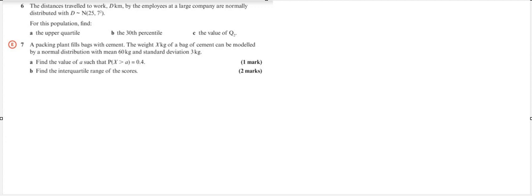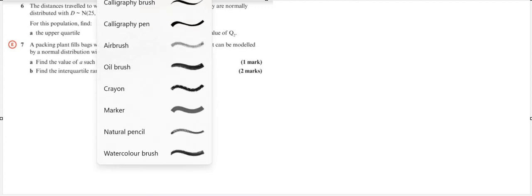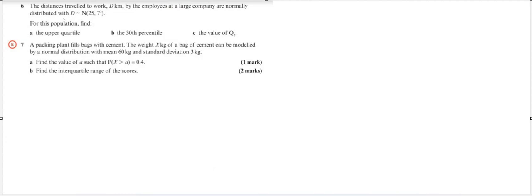So we've got some normal distribution questions. We know that because we're getting a distribution and it's roughly normal with this average and this standard deviation. So we want to find the upper quartile. So for A, we want the upper quartile or Q3.